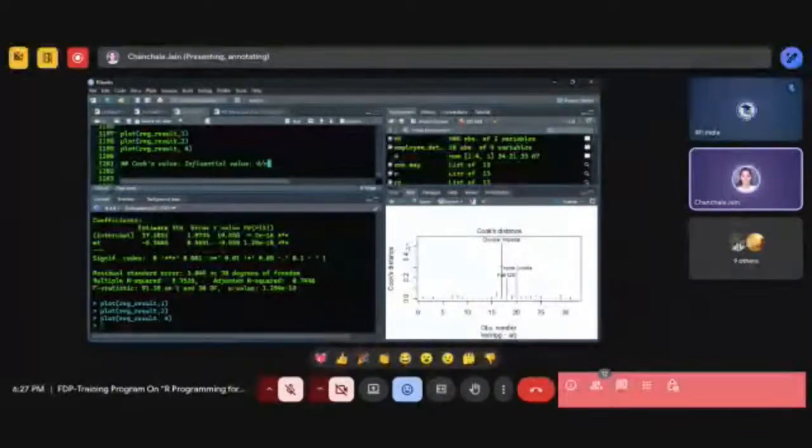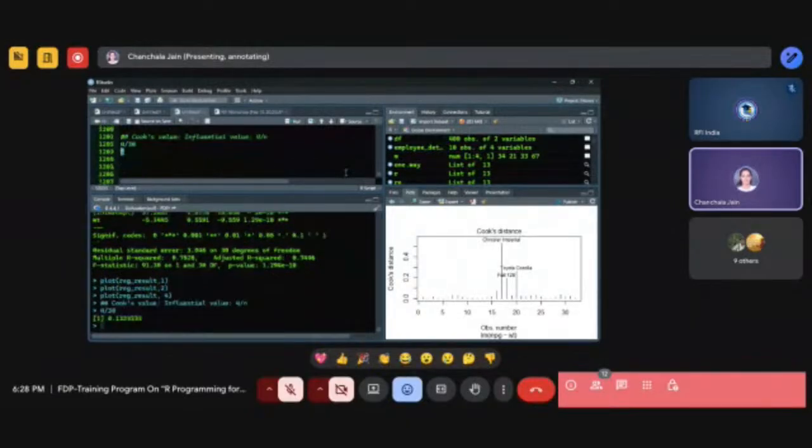And then you can see this particular chart, which is the fourth window. This is the Cook's distance representation. So whatever value is coming, according to that, you need to check this, right? Suppose I have 30 pairs. So 4 by 30, this value is 0.13, right?